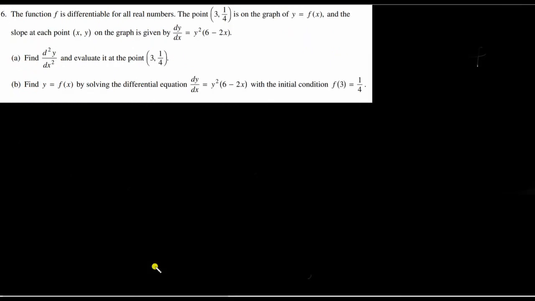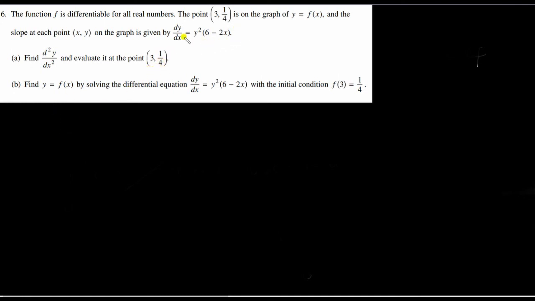Okay, question 6. Looks like we have a differential equation question. These are always great because they're usually really full of points for not a lot of work. We have a function f differentiable for all real numbers. The point 3, 1/4 is on the graph of f, and the slope is given by the differential equation there. In part A, we need to find d squared y over dx squared. Basically they're telling us to take the derivative of this and evaluate it at the point 3, 1/4.